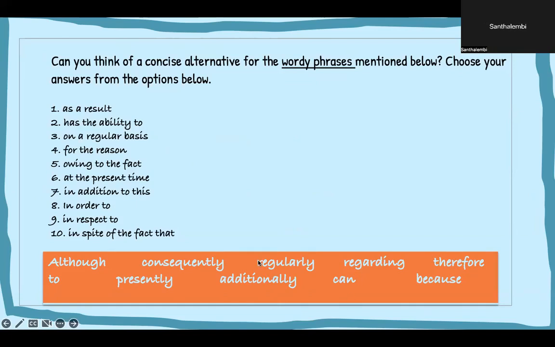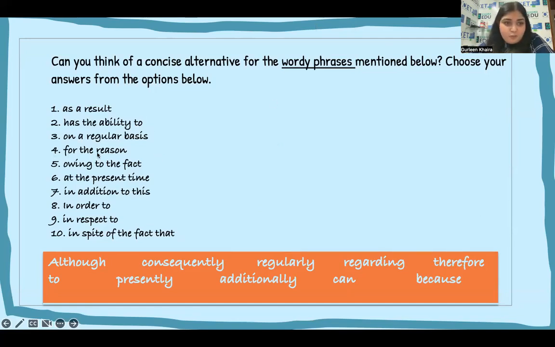Consequently. Consequently is the answer. Consequently means as a result of. So rather than writing as a result of this, use the word consequently. This is a linking word. What about the second one? Has the ability to. Can. Very good. Excellent job. What about the third one? On a regular basis. Regularly. Well done, Meenakshi.